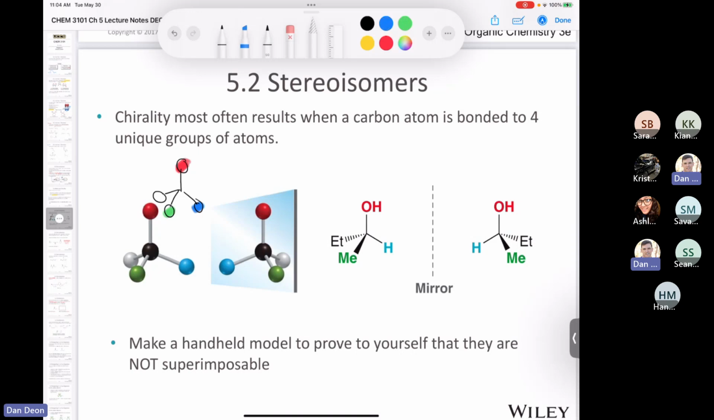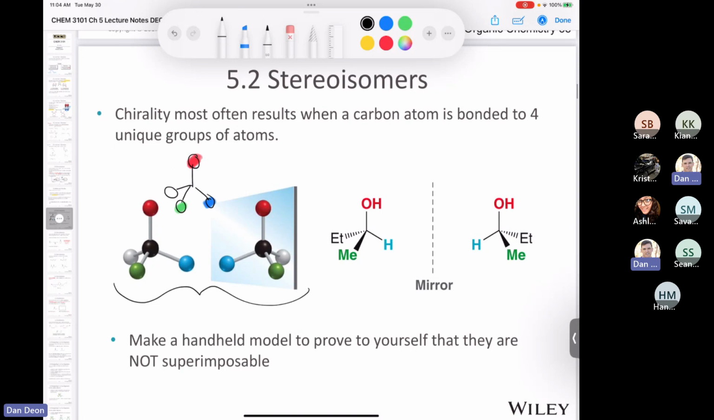So if I take this compound and I try to overlap it here, you can see it does not overlap, right? You can see that the red and the green overlap, but the blue and the white do not overlap. And so these two molecules are non-superimposable mirror images. They're very different molecules. And again, if you need to make a model to prove that to yourself, I would highly recommend doing that. So what do you notice about these molecules?